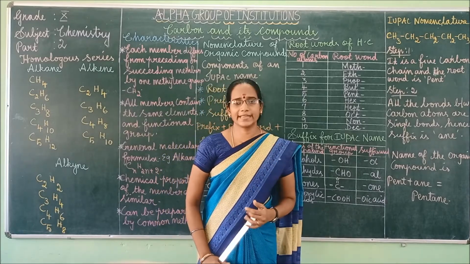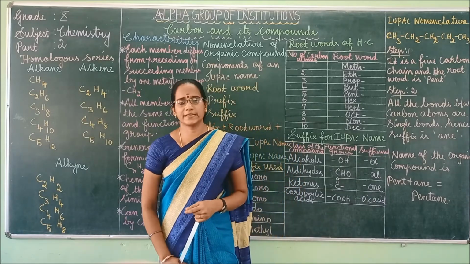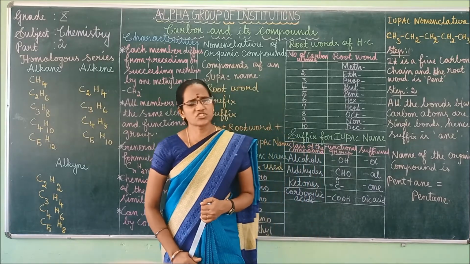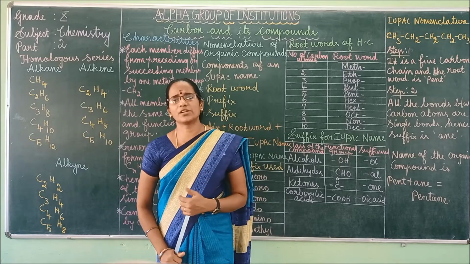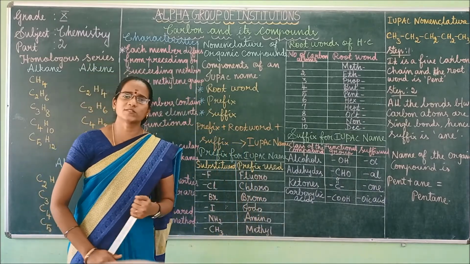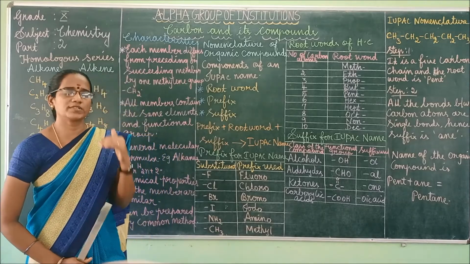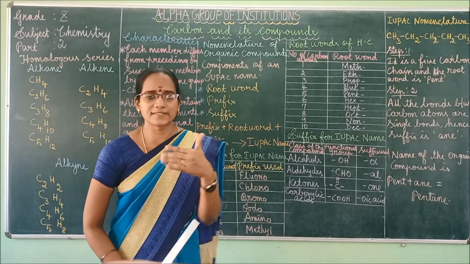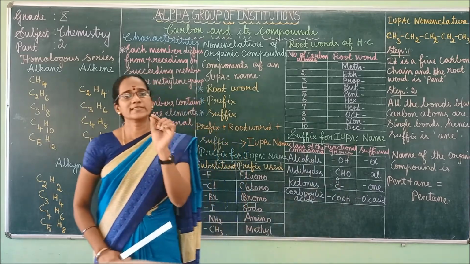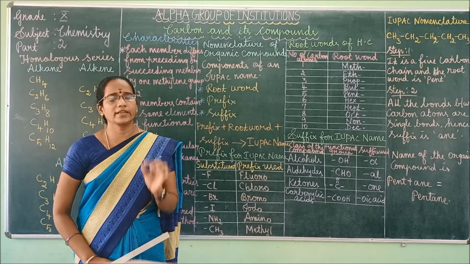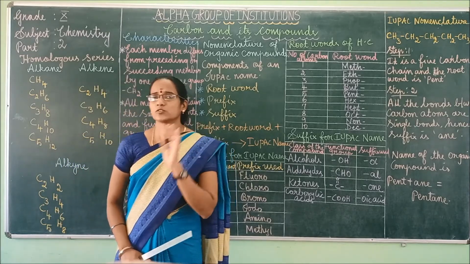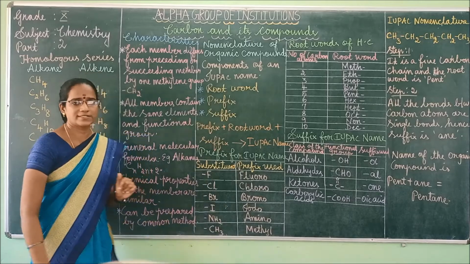Once again I repeat. Homologous series is a group of organic compounds which contain the same general formula, similar chemical properties, and also the consecutive members. Consecutive members means successive members. The next coming members differ by CH2 group. CH2 means methylene group. Got it, children? So these are called the homologous series.